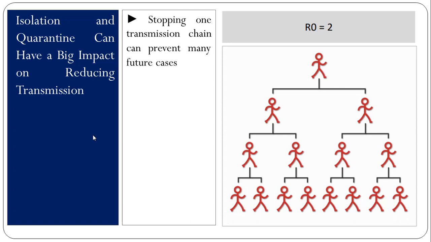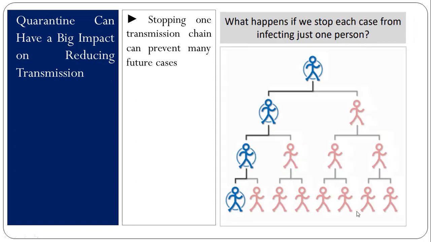In this picture you can see each infected person infects 2 other people, they will infect 2 others, they will infect 2 others. So, that can create a large outbreak. In this picture you can see if we can stop just one of those people from being infected at each step, we can really have a big impact on the total size of the outbreak.